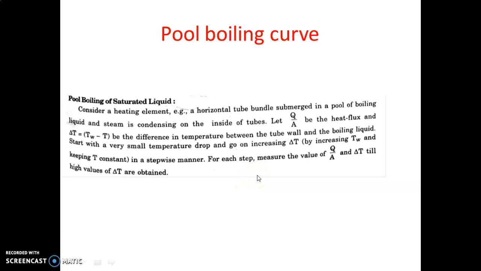That curve we will discuss in the next lecture. So thanks.